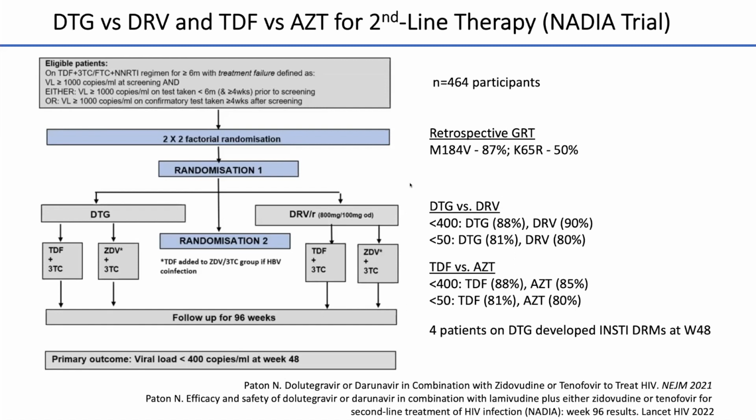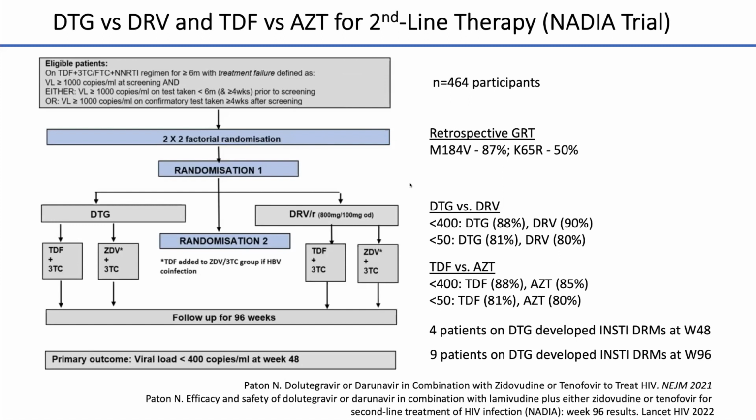Now, the week 96 data added some new information. At week 96, it was shown, first of all, that tenofovir became superior to AZT, as it was associated with virus loads less than 400 copies in 92% versus 85% with AZT. And at 2 years, having received tenofovir was associated with reduced emergence of INSTI resistance.